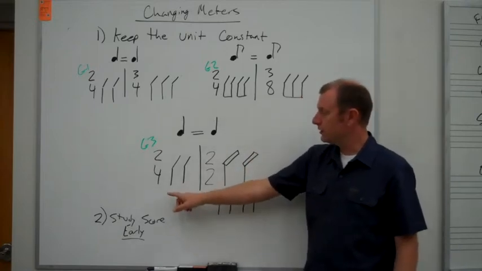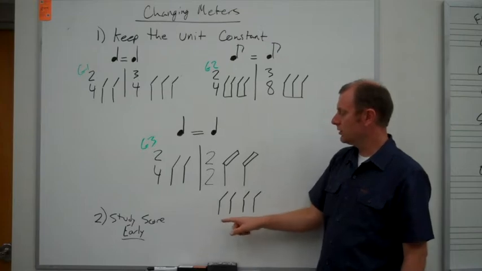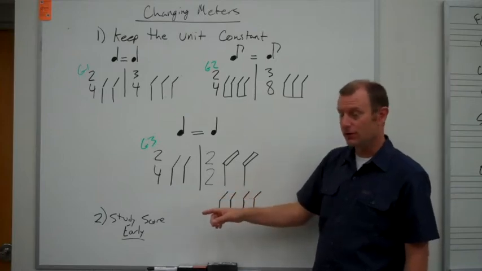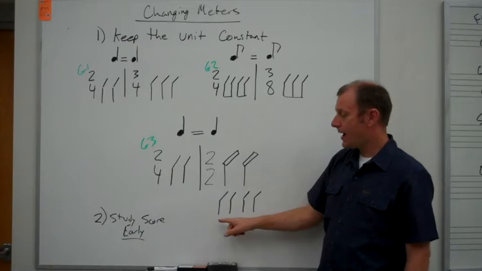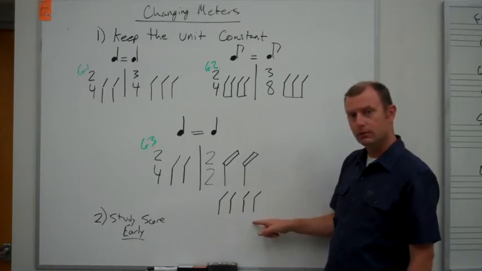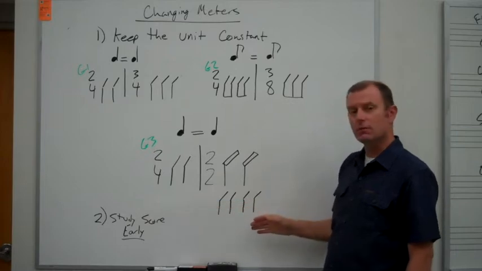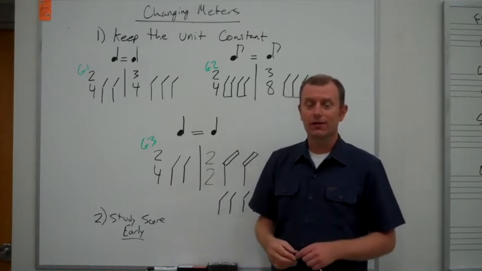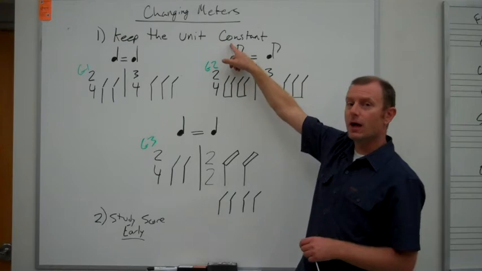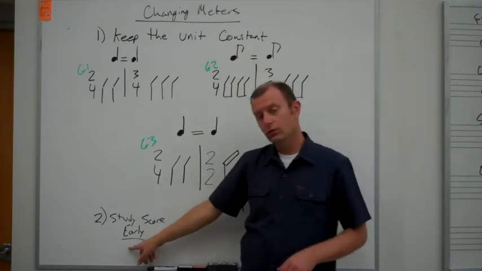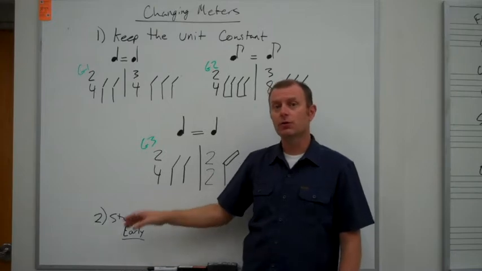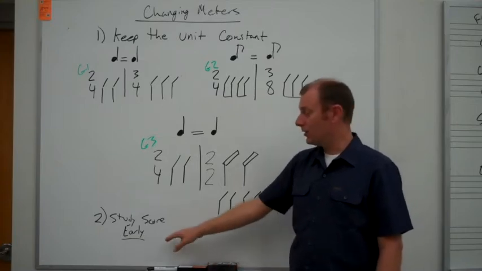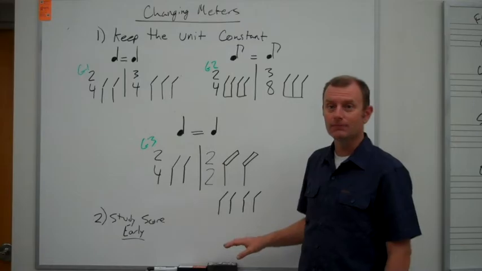I'll say it this way while I'm pointing: quarter, quarter, quarter, quarter, quarter, quarter. And if I say it with the half notes so that we hear the difference: quarter, quarter, half, half. Notice that the quarter beat stays the same all the way through. When we're doing changing meters, it is essential that we know that the unit needs to be constant and we need to be studying our scores early so that we know exactly what the changes are going to be. You don't want to show up in a rehearsal and not know where those changes are going to be and what they are.